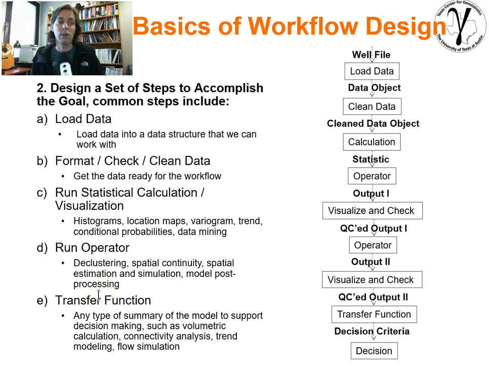Another step could be the transfer function. A transfer function is any summary of the model that's then used to support decision making. It could be as simple as a volumetric calculation: you build your models and you just calculate how much oil is in place. It could be very simple. Or it could be a more advanced connectivity analysis, a trend calculation, or flow simulation. It could be anything. The main point is that it's the chance to take the model, that spatial numerical representation, and turn it into a number that directly impacts the criteria on which we make the decision.